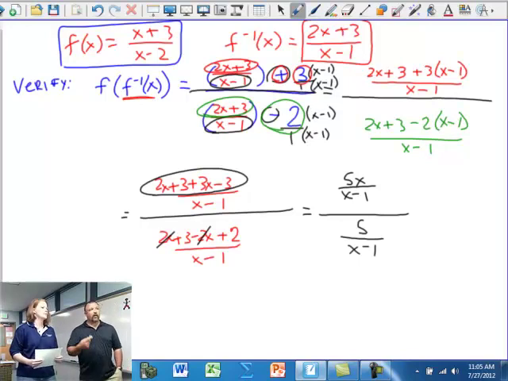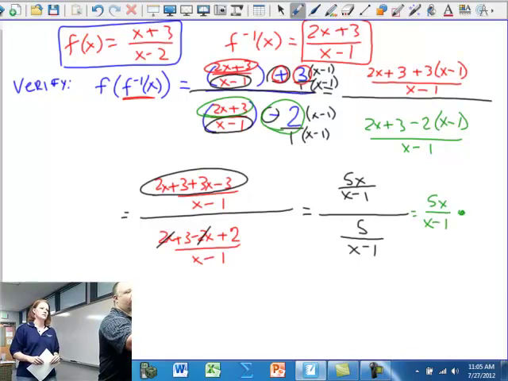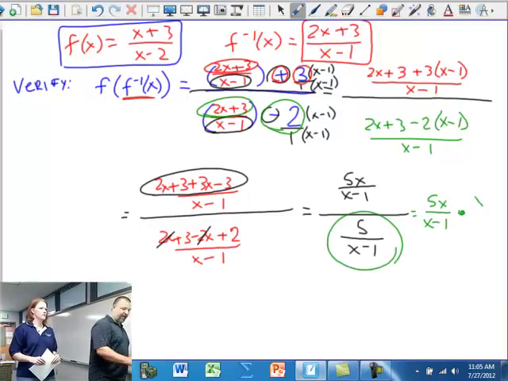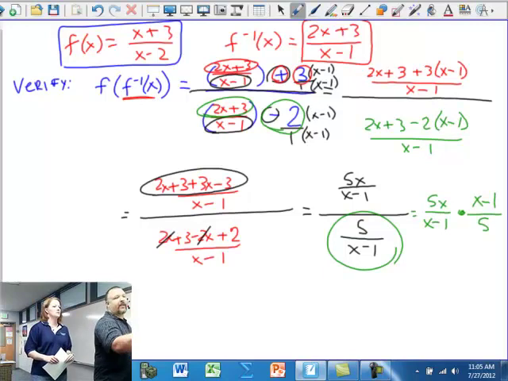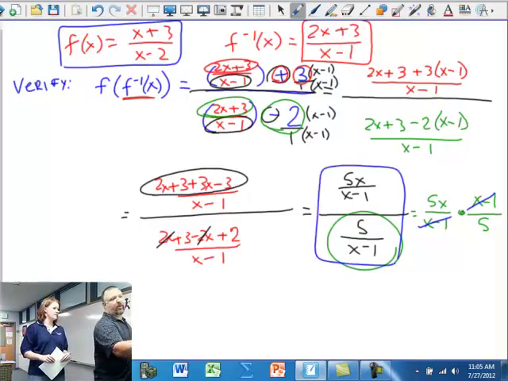Well, the long way to do this is to multiply by their reciprocal. Correct. Okay, so again, if you wanted to do this, you could come over here and say, okay, this is 5x over x minus 1 times the reciprocal, which would be x minus 1 over 5. But what happens to the x minus 1s when you do that? They cancel. So when you're dividing two fractions like you are here, and their denominators are the same, can we just go like that?